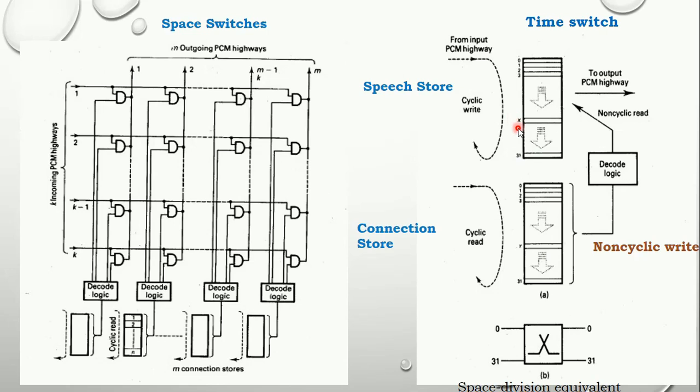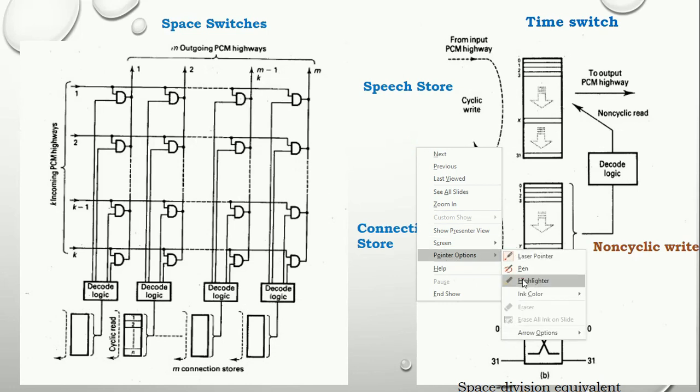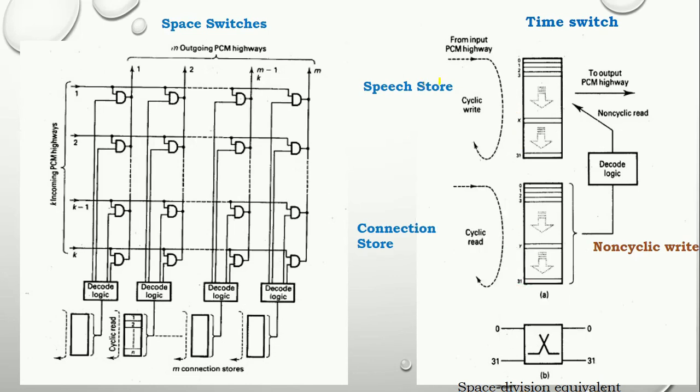So let us try to know how a point X is connected to point Y. Try to remember this: it is cyclic write and cyclic read. So these points are important whenever you are explaining. The speech store will connect it, and it will store certain data which is related to X, that means the starting point, cyclically write, and whenever the output is taken, it is a non-cyclic read. And the same data, so what is stored here is the address of Y, because it has to connect to the connection store.